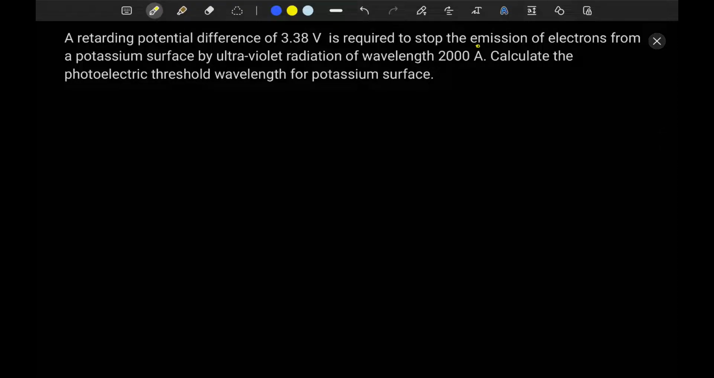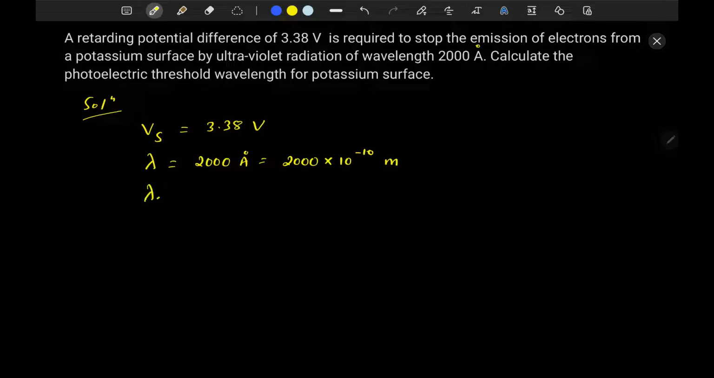of electron from a potassium surface by ultraviolet radiation of wavelength 2000 angstrom. Calculate the photoelectric threshold wavelength for potassium surface. So here given potential difference required to stop the electron is equal to 3.38 volt, and the incident radiation has the wavelength lambda equal to 2000 angstrom. This is equal to 2000 into 10 power minus 10 meter. We need to calculate the photoelectric threshold wavelength. Lambda naught is equal to what?